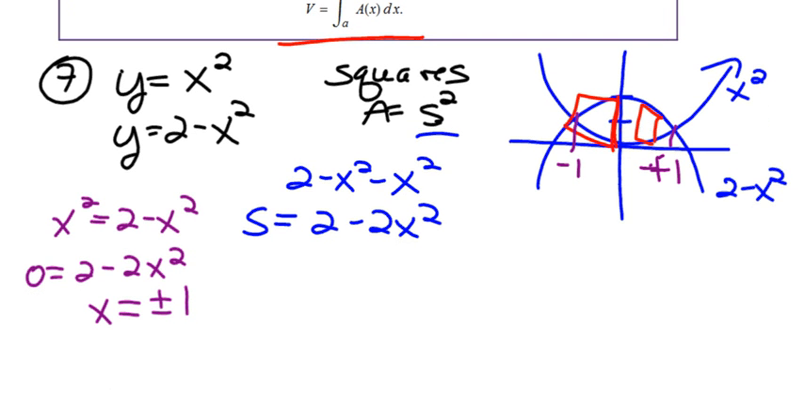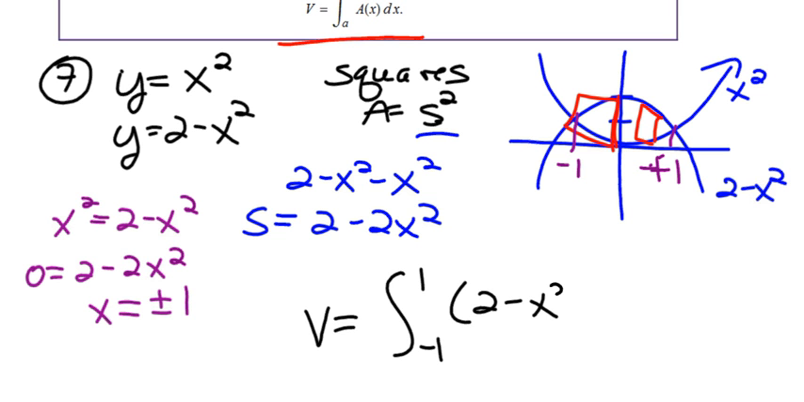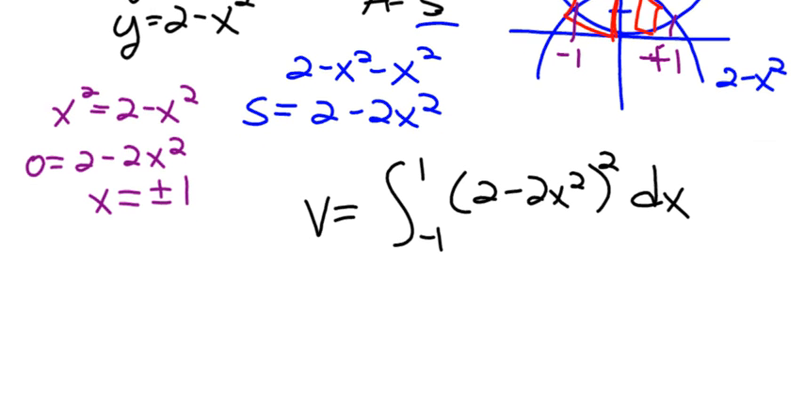So going ahead and finding my volume now, I'm setting up my bounds. I'm setting up my side. Area for this we said was squares. Let me rewrite that. So if this was s, my area is s squared dx. So now I'm going to go ahead and you can just take the antiderivative, calculate it.